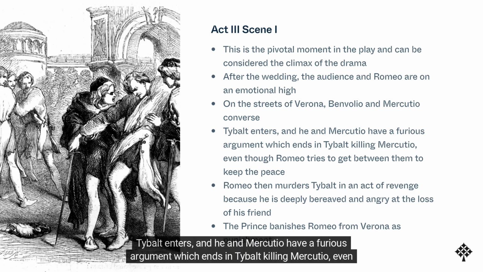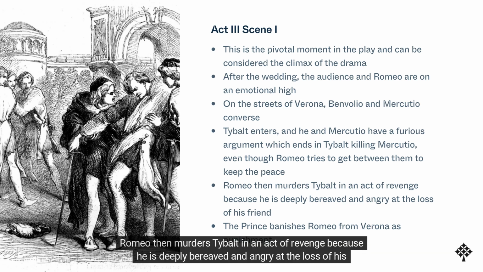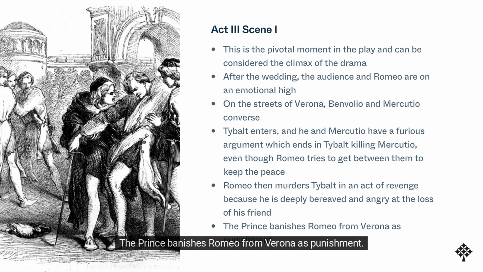Tybalt enters, and he and Mercutio have a furious argument which ends in Tybalt killing Mercutio, even though Romeo tries to get between them to keep the peace. Romeo then murders Tybalt in an act of revenge because he is deeply bereaved and angry at the loss of his friend. The prince banishes Romeo from Verona as punishment.